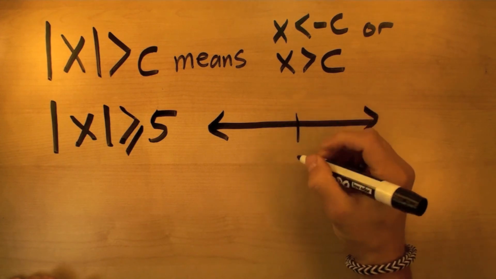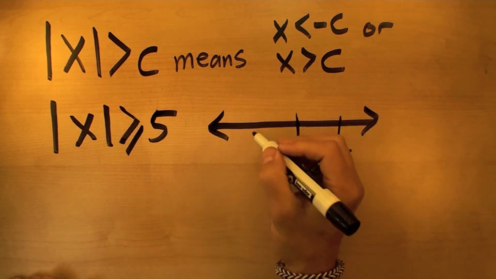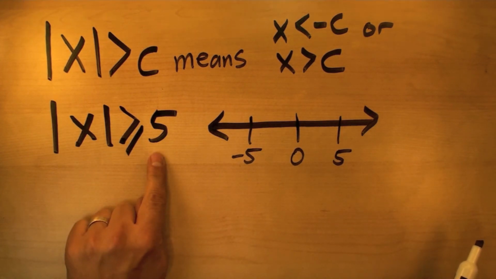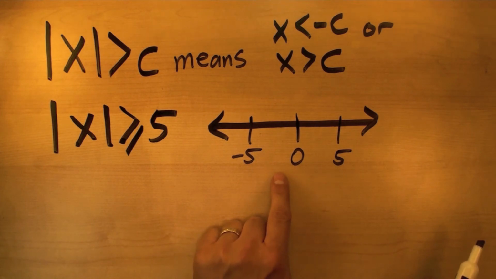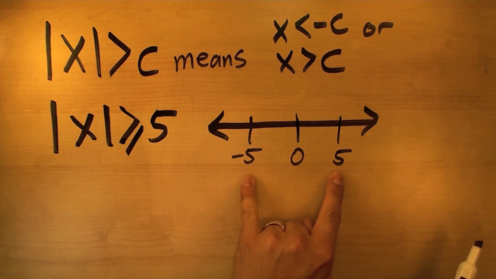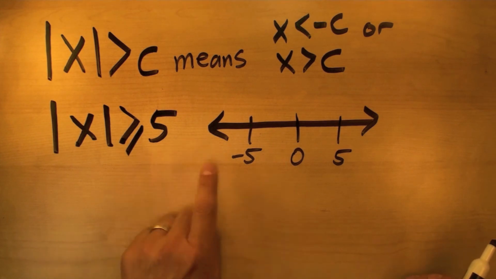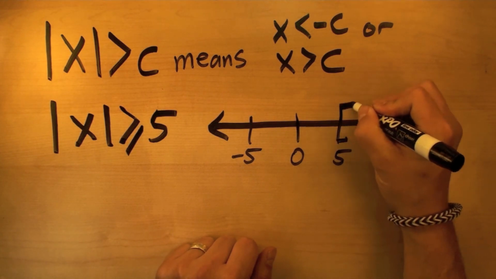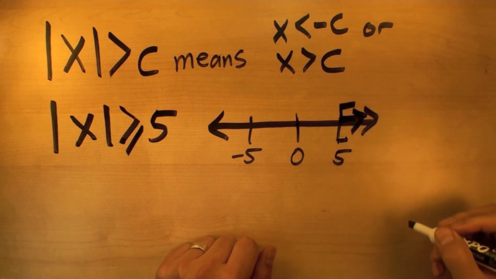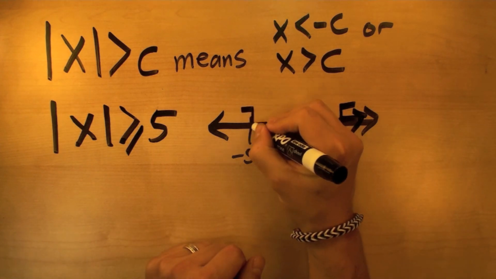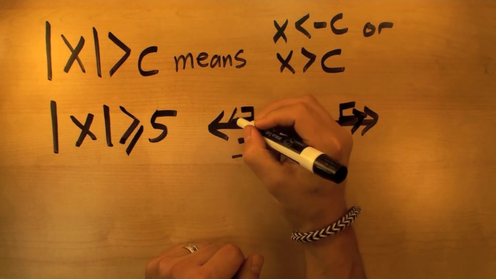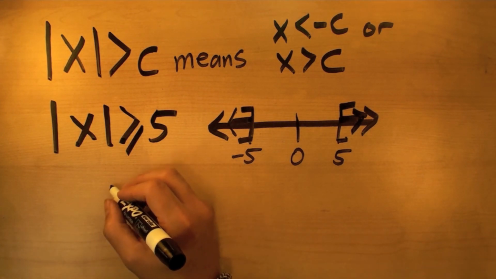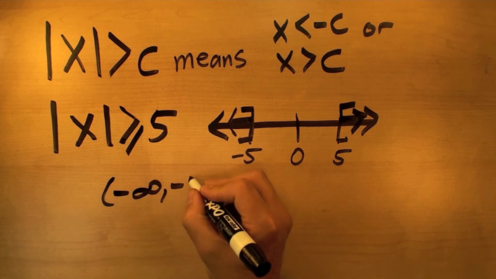then we'd have 0, 5, negative 5. We want values whose absolute value is greater than or equal to 5. The only real difference between this and the previous problem is that we're now going to include these points because the distance from 0 can be 5, so that would include the numbers 5 and negative 5. Giving us a square bracket there. Square bracket there. So in interval notation, we would write this as negative infinity up to negative 5.